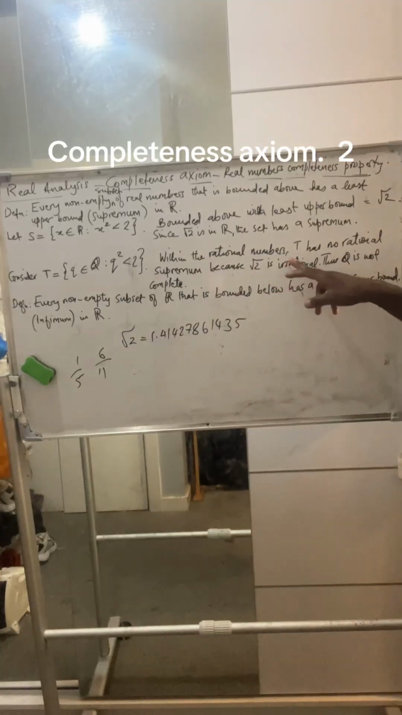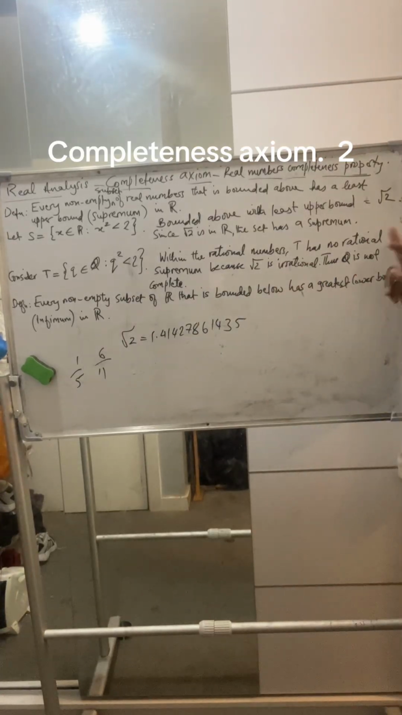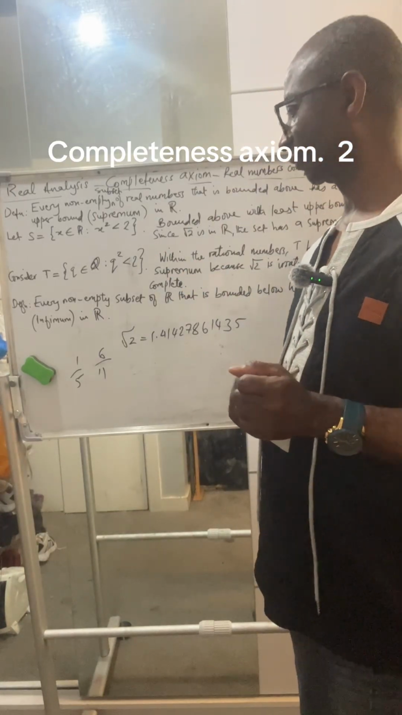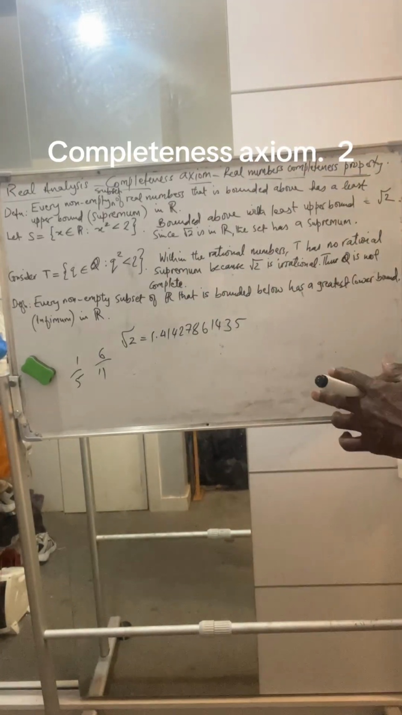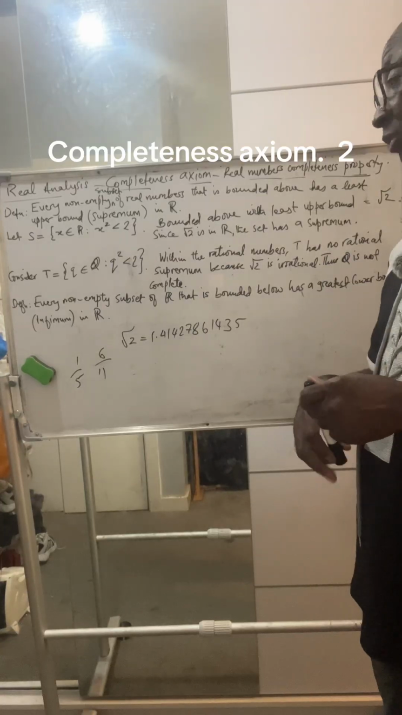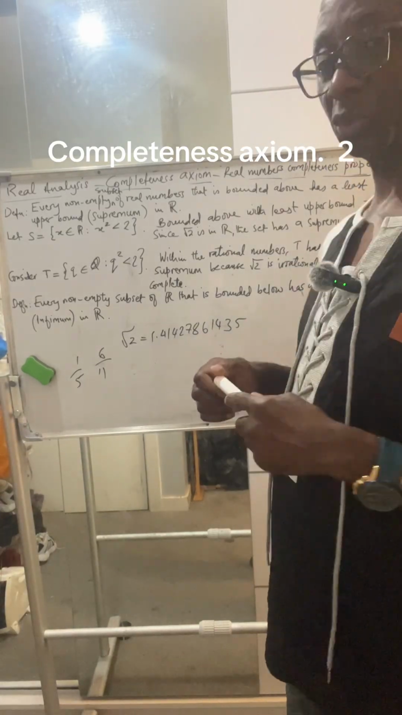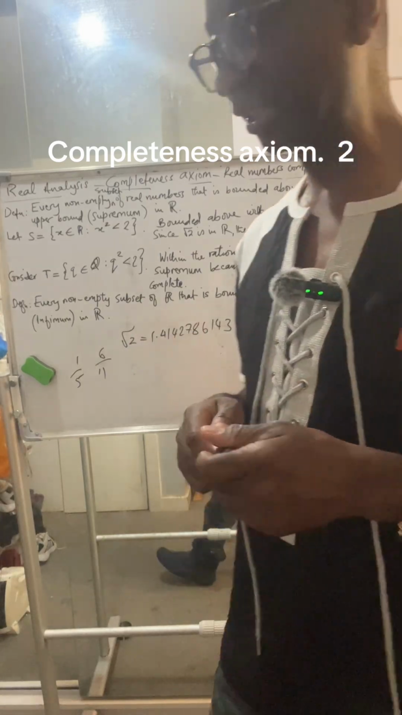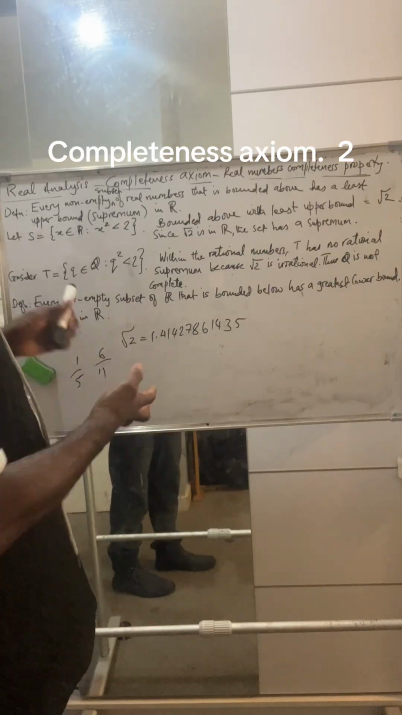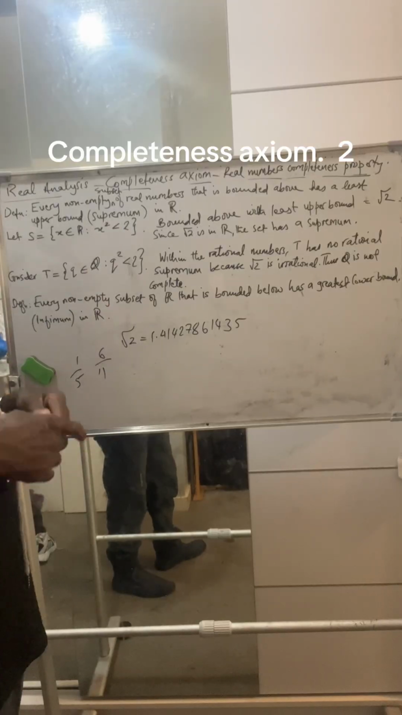Therefore, within the rational numbers, T has no rational supremum. There is no supremum because root 2 is irrational. Thus, Q is not complete. So this is not complete. Right? As I said earlier, this topic is very, very abstract. And the one we shall move to after this, which is the proper definition of a limit, where we are going to use the epsilon delta definition of a limit, is more abstract than this one. So as we start to solve problems here, you shall understand better as we go along.